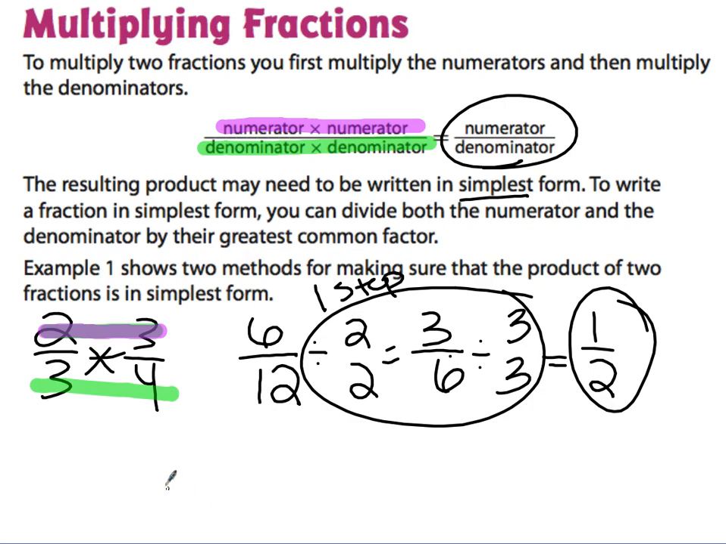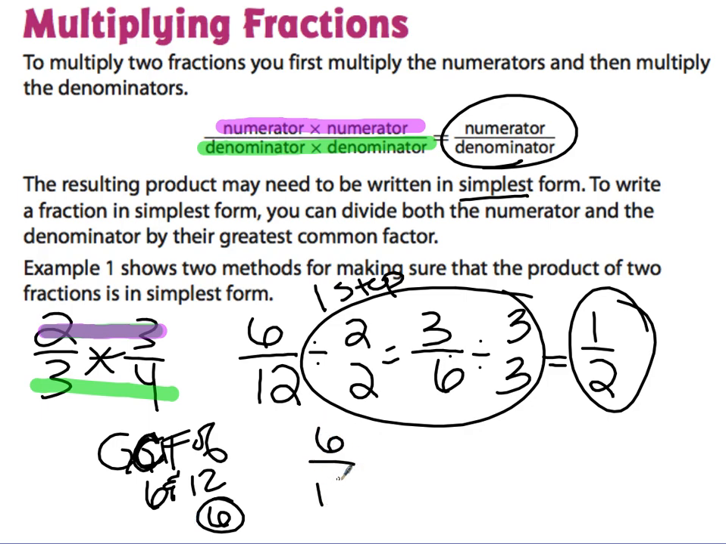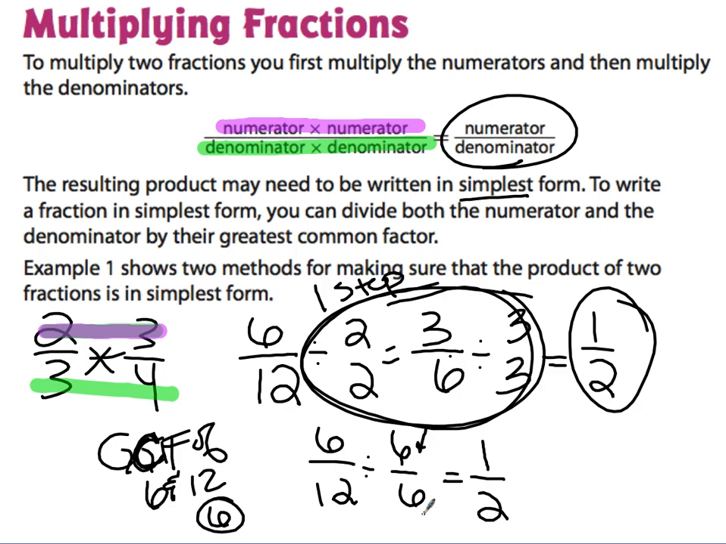To do that, I figure out what's the GCF. That's a C, not a G. There we go. Of 6 and 12. I know the GCF of 6 and 12 is 6, and we'll continue to practice that. If that's the case, that means I can take both of these and divide them by 6. In doing that, I get 1/2. So I just took all of this that I did up here and simplified it into one step. That's what we're going to be practicing here.